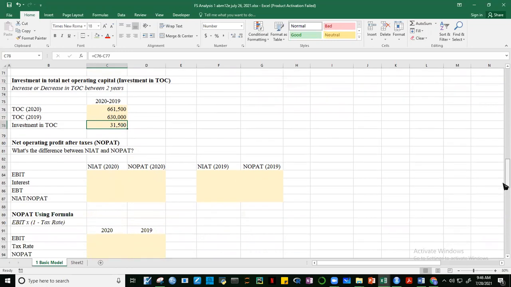Okay, now we compute for the NOPAT. Okay, this is a very important concept. Kasi so far, ang alam pa lang natin yung NIAT, no?